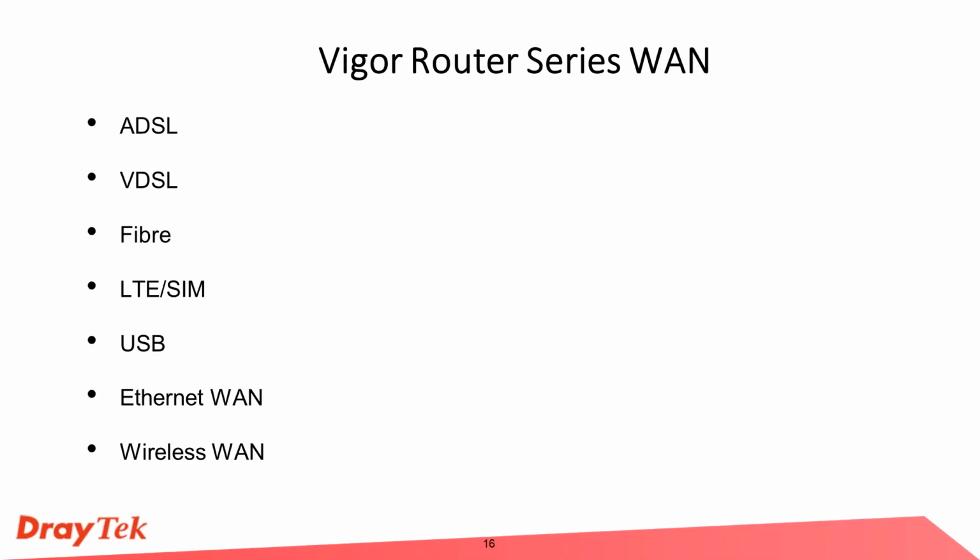In terms of WAN, it supports ADSL, VDSL, fiber directly in, and LTE SIM. You can use a dongle with a SIM card in it for a USB connection. It has the Ethernet WAN, and there's a nice little feature for wireless WAN: it can be a client on the wireless side, and that wireless client can be used as a WAN interface. That wireless client can then be shared as an internet connection for its LAN users. If you go to a hotel and set up a DrayTek router, you can connect to the hotel's Wi-Fi and use that as a WAN connection for its LAN side. That's a nice little feature that DrayTek have.